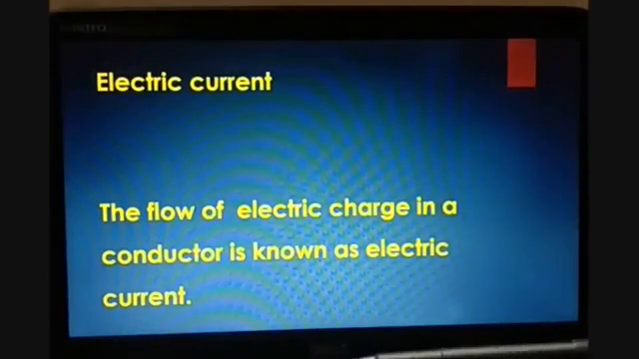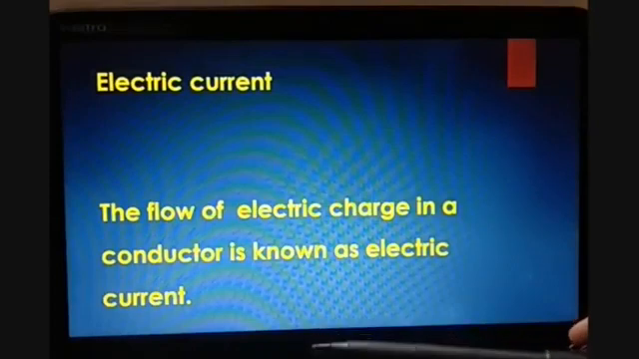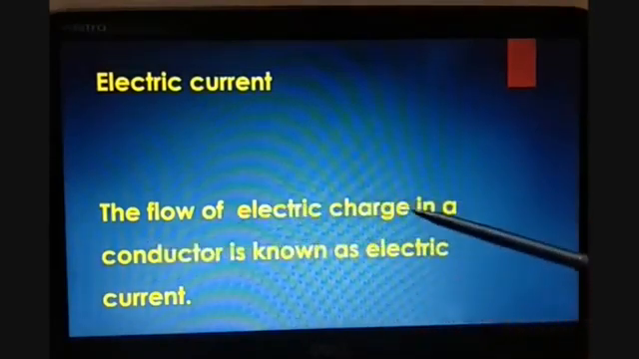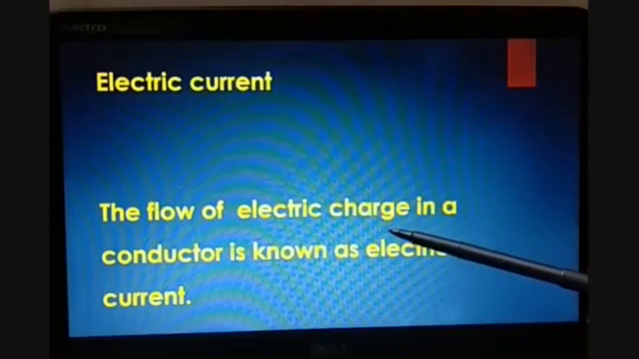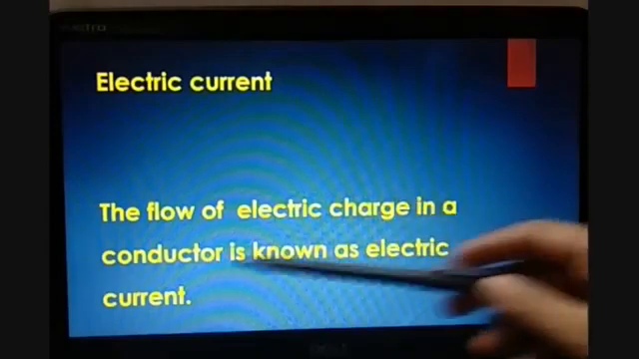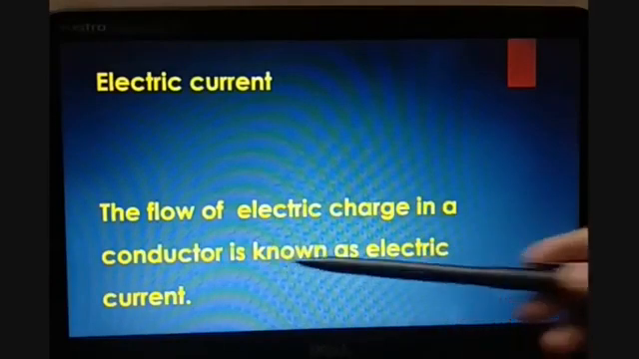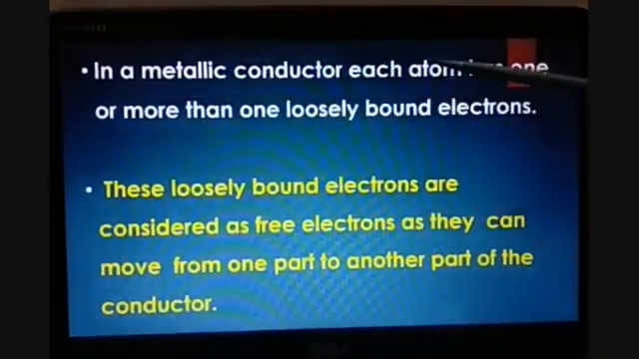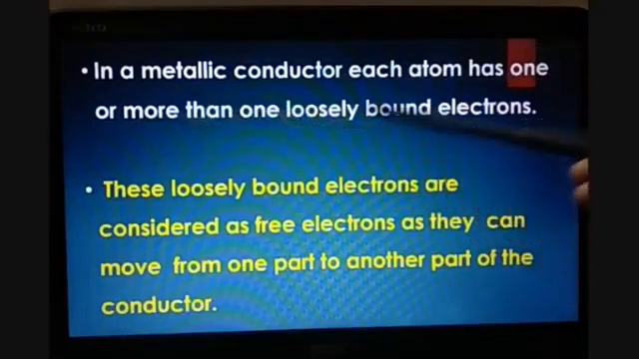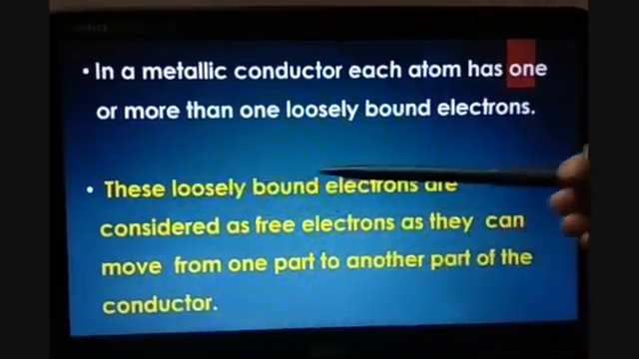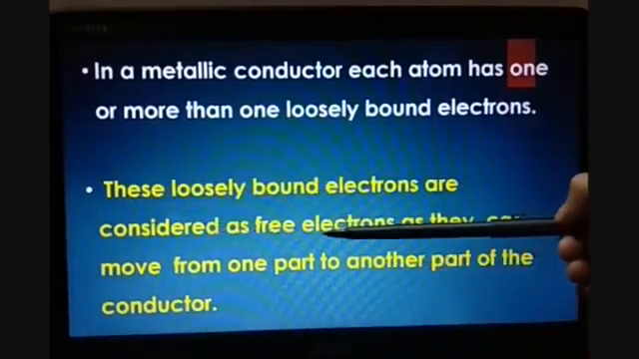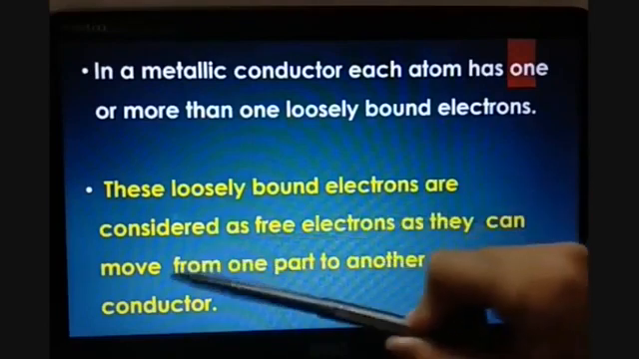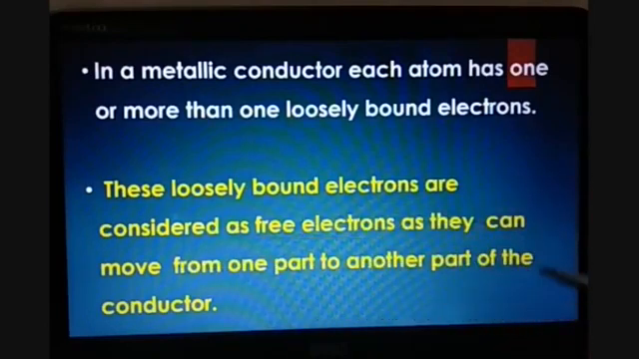Now, an important term: electric current. What is electric current? The flow of electric charge. And what is electric charge? The flow of electrons in a conductor is known as electric current. In a metallic conductor, each atom has one or more loosely bound electrons in its outer orbit. These loosely bound electrons are considered free electrons, as they can move from one part of the conductor to another.